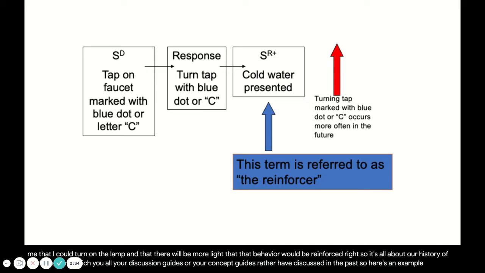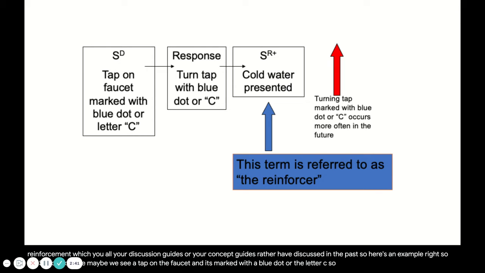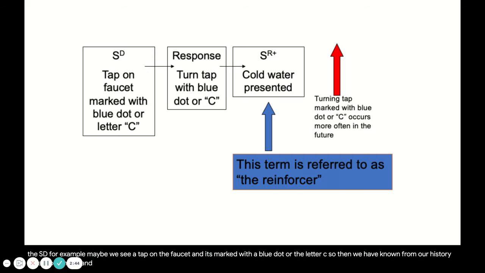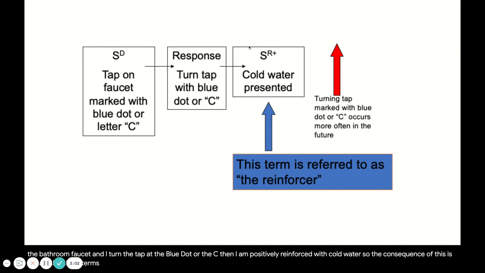So here's an example, right? The SD, for example, maybe we see a tap on the faucet and it's marked with a blue dot or the letter C. So then we have known from our history of reinforcement and our knowledge, if this is common in Western bathrooms, that that's going to be cold water. And so then if I go up to the bathroom faucet and I turn the tap with the blue dot or the C, then I am positively reinforced with cold water. So the consequence, if this is like an ABC three-term contingency, is cold water is presented, right? So this term, what happens here in this third box, we refer to that as the reinforcer.